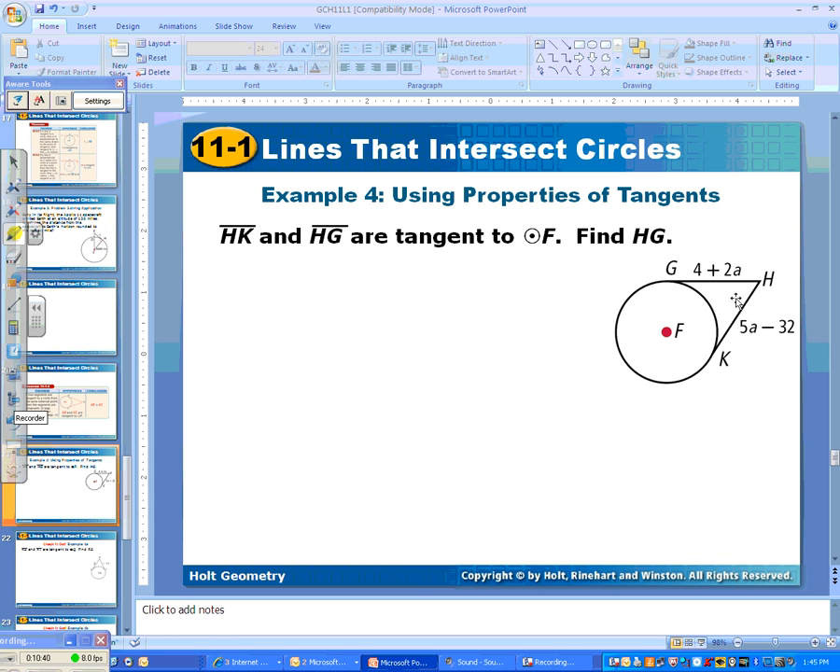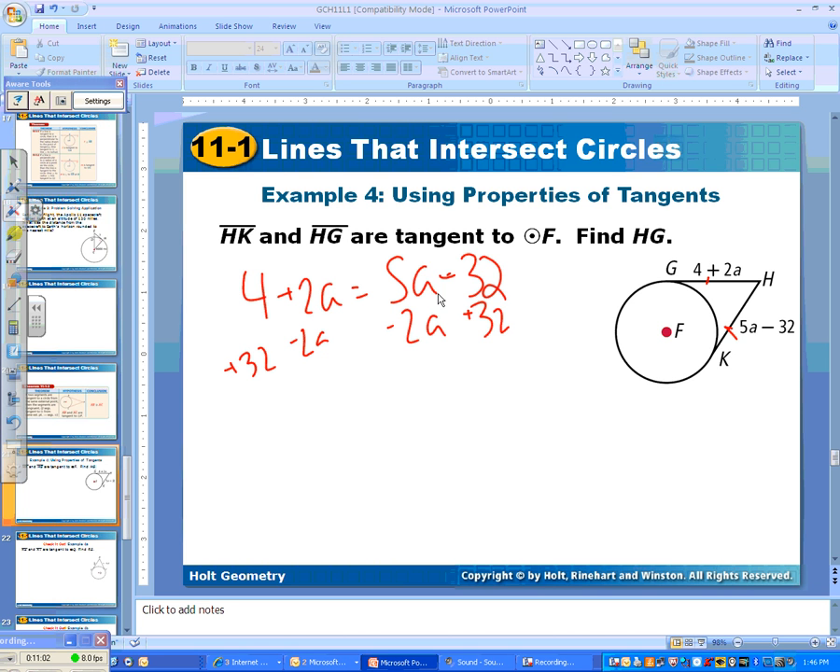I tell you HG and HK are tangent, meaning it hits the circle only once. Find HG. We know that these two are congruent to each other, so you're going to set them equal to each other. You say 4 plus 2a equals 5a minus 32, and you're going to solve for a. So I'm going to subtract the 2a, add 32, add 32, and I get that 3a equals 36. So that means a equals 12.